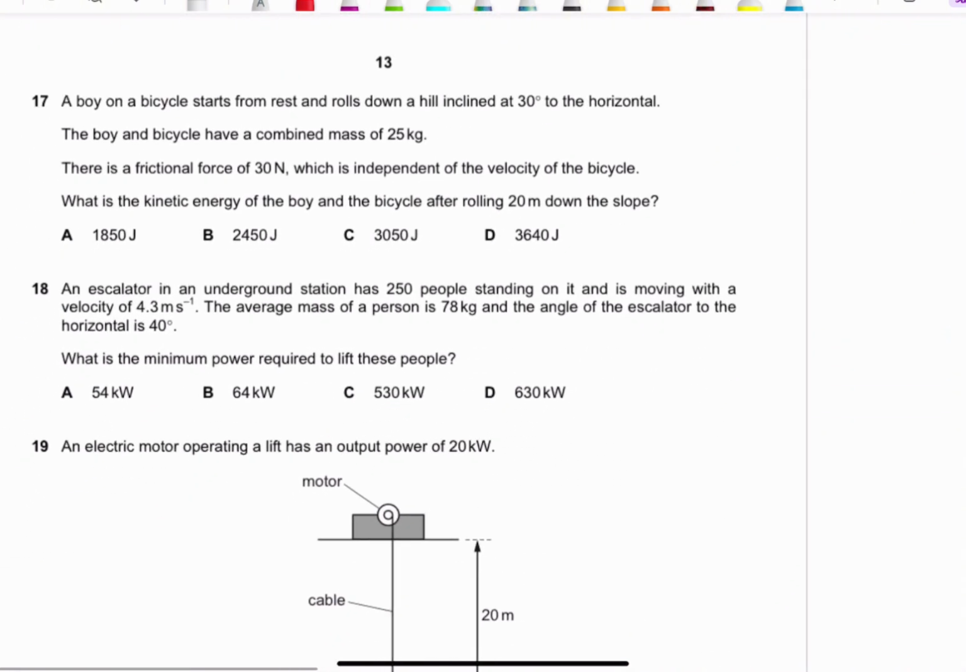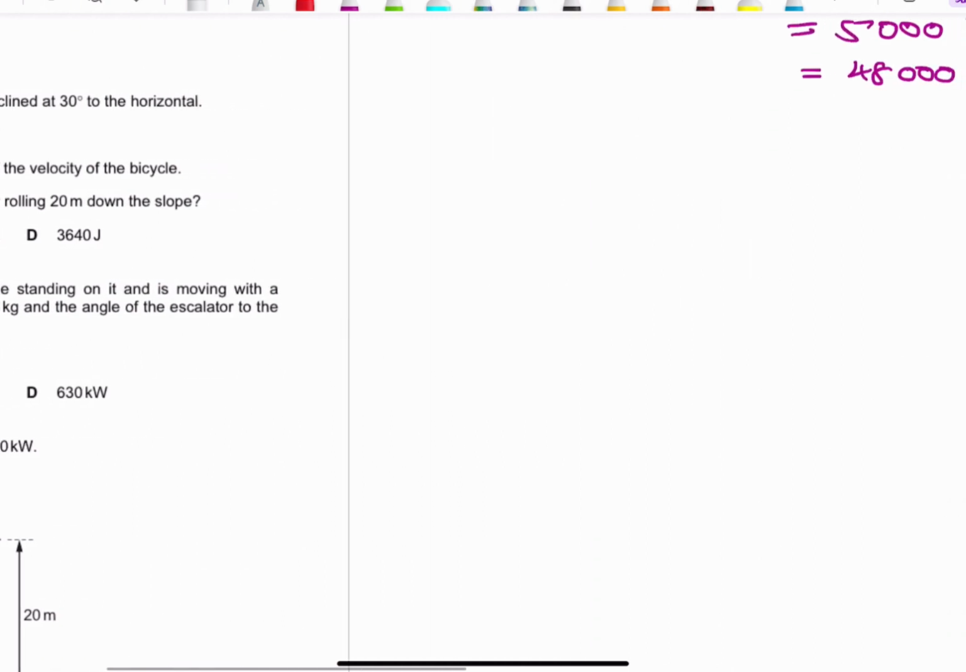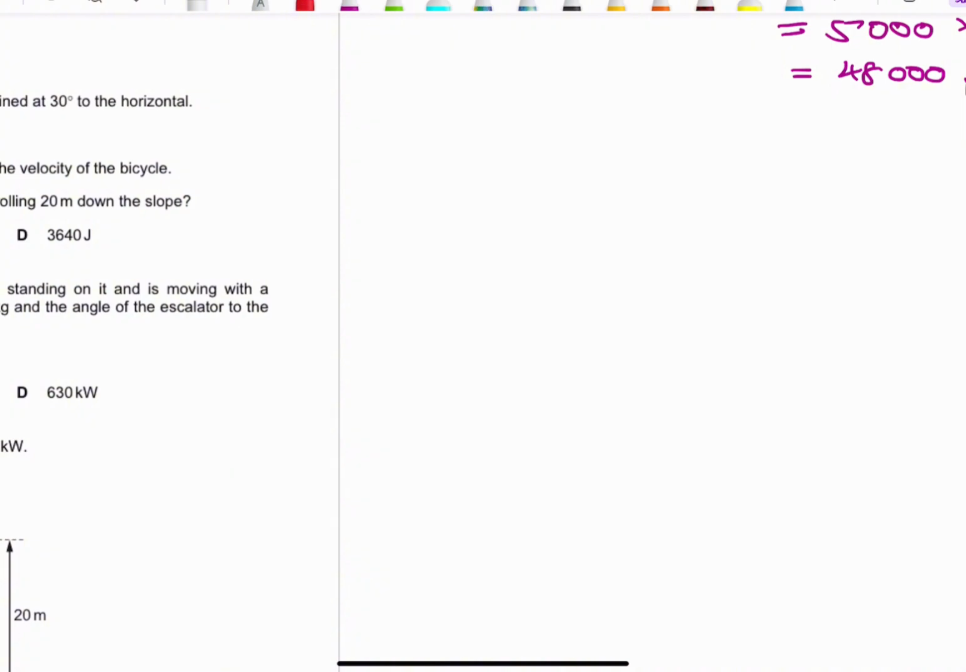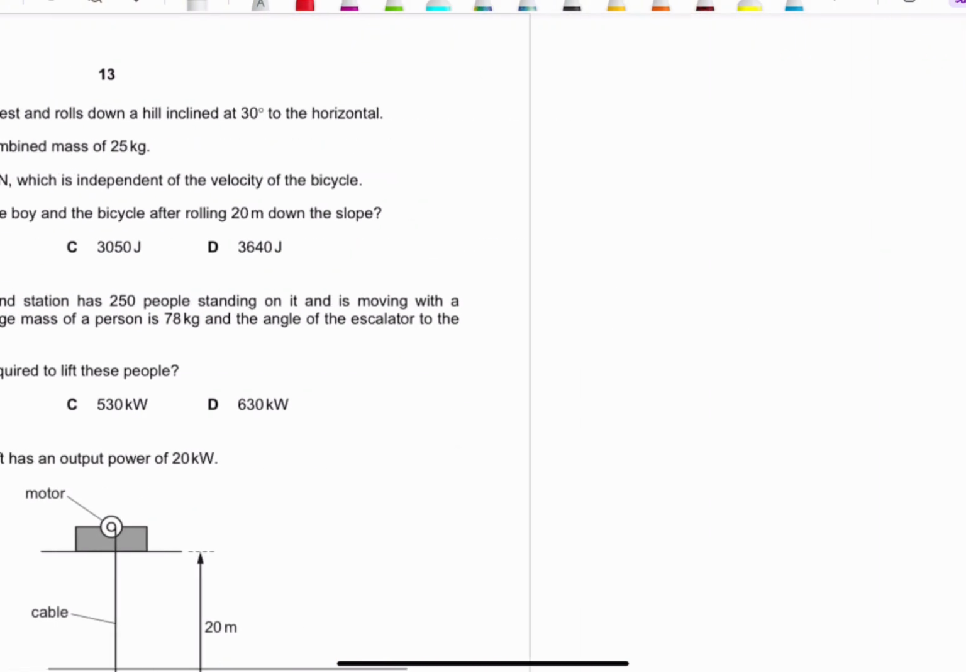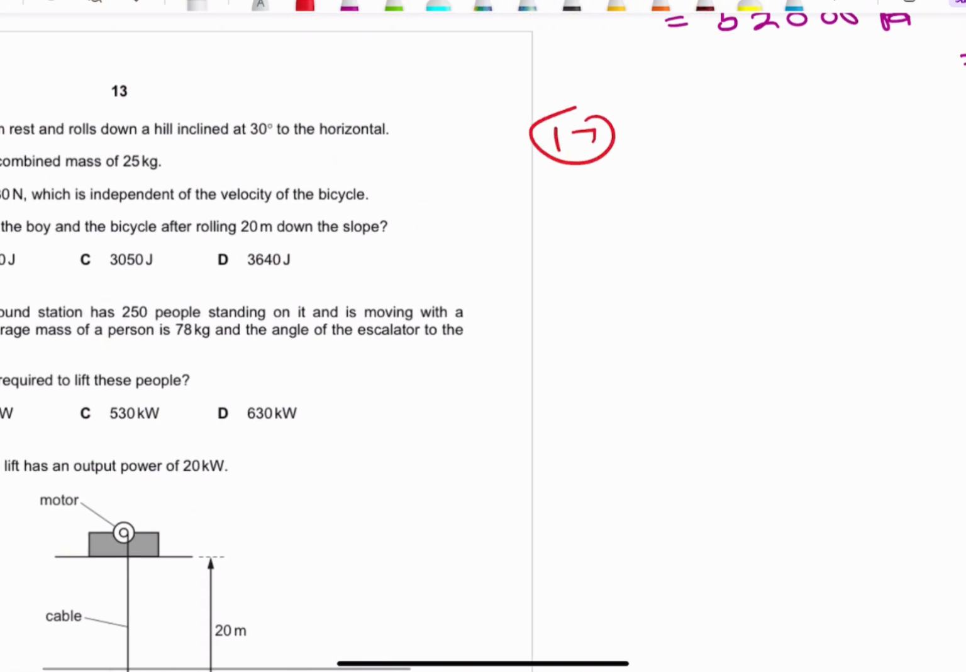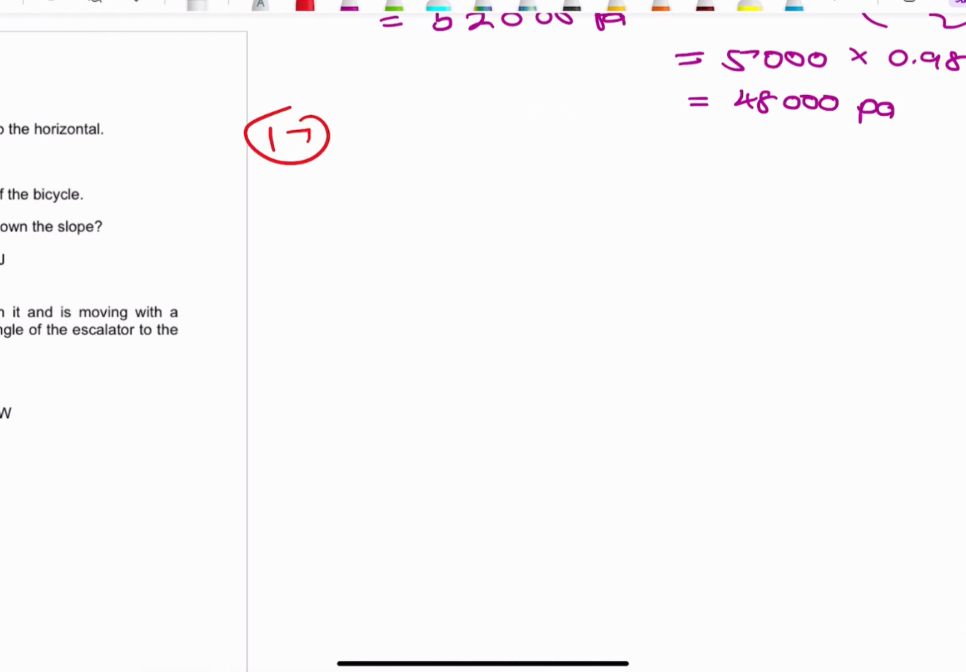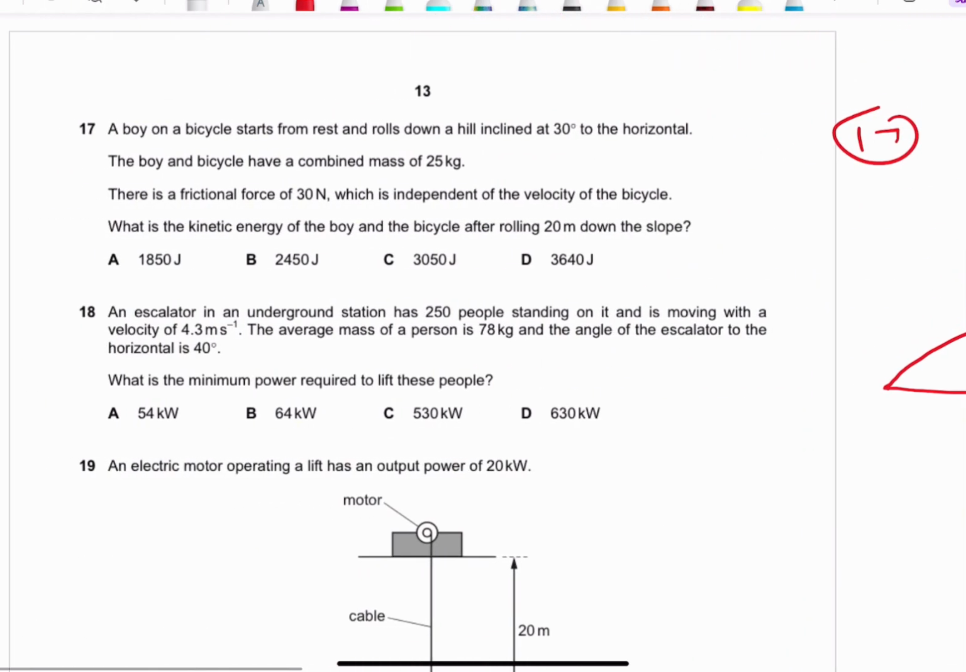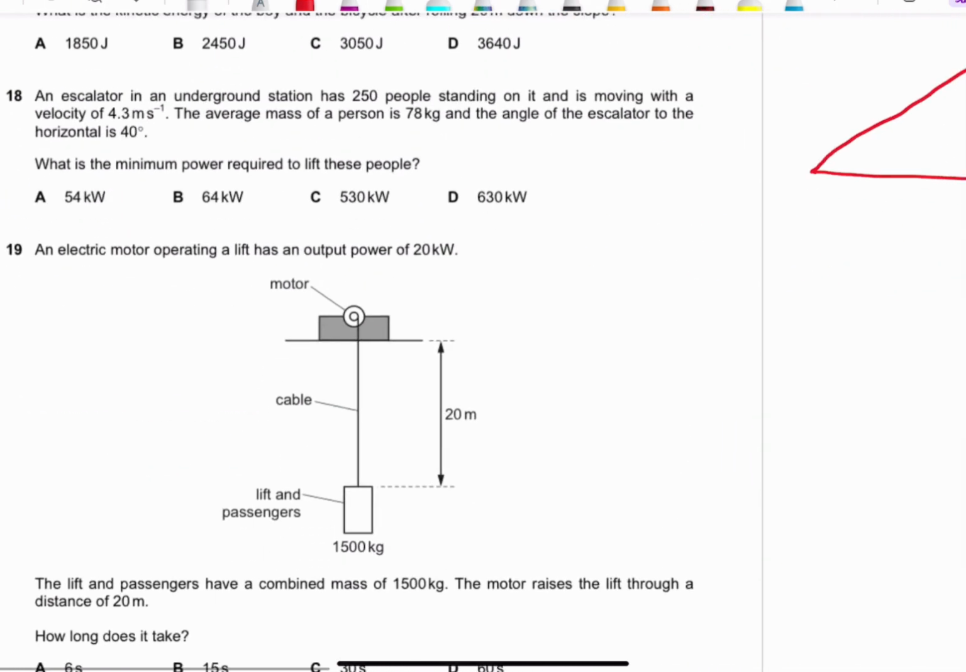Very important. Question 17. We'll be given a boy who's on a bicycle and starts from rest and rolls down a hill inclined at 30 degrees to the horizontal. So let's draw a boy over here. So we have our inclined plane. So this is question 17. Okay. So for question 17, we have our inclined plane. So this is our inclined plane. Something like this.